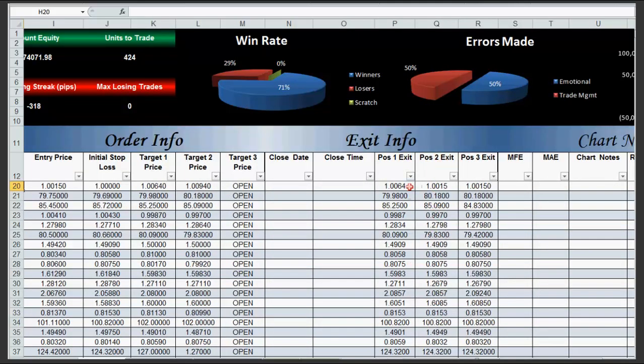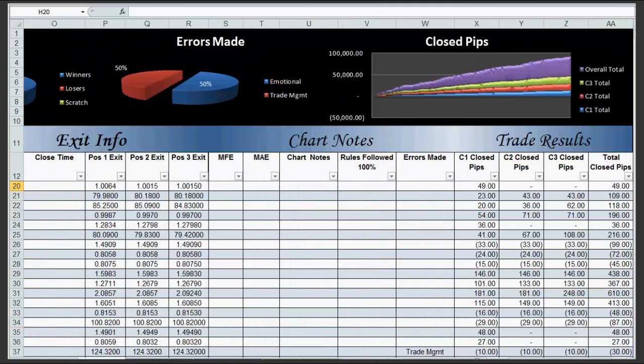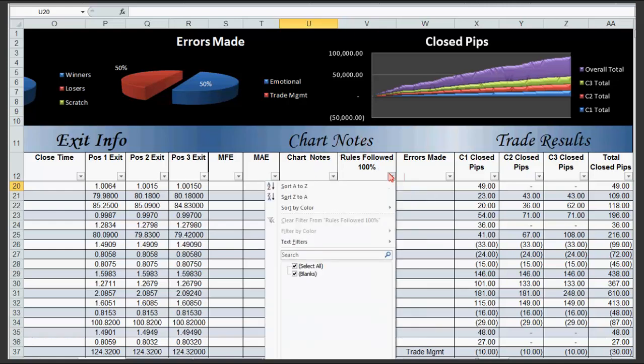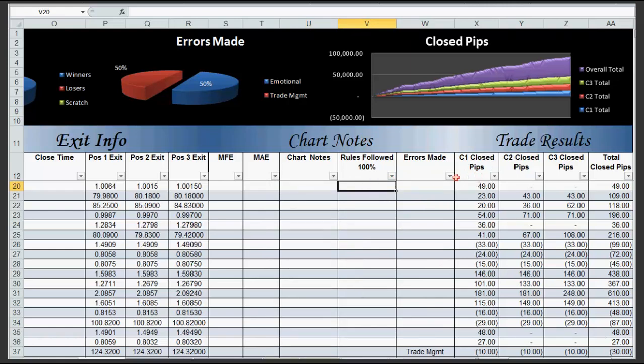Then you have your exits, position 1. Where did you exit the market? Exit price 2 and exit price 3. Then maximum favorable excursion. MFE and MAE are not things that you will use here. Chart notes. Any chart notes you want to put in here. Anything you want to add about this particular trade, like a big news event or something like that, will go in your chart notes. Rules followed 100% of the time, yes or no? Did you follow the rules?